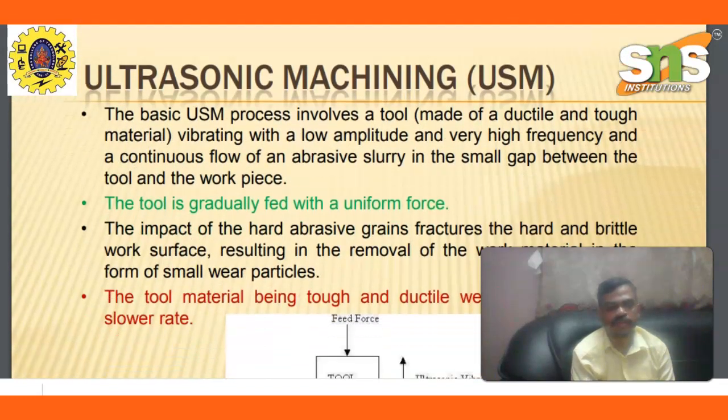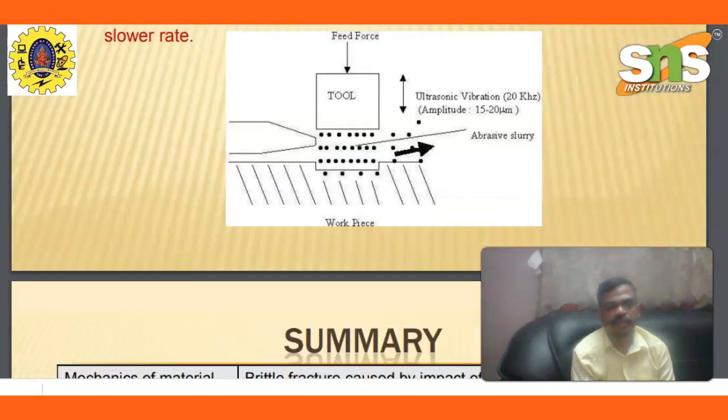Next one is ultrasonic machining. As shown in this figure is ultrasonic machining: force, tool, ultrasonic vibration, 20 kHz, amplitude 15 to 20 micrometers, abrasive slurry, workpiece.